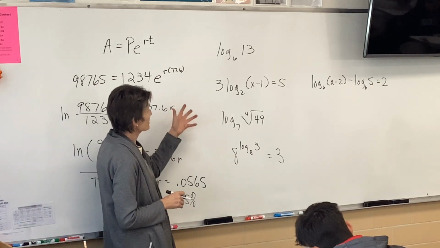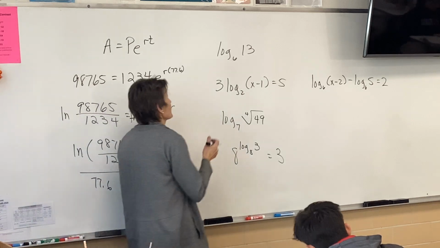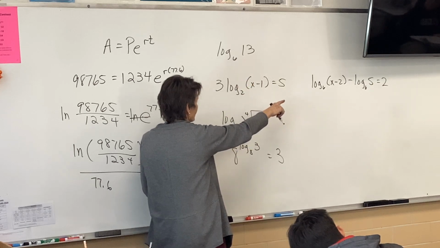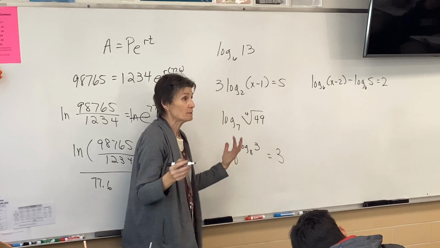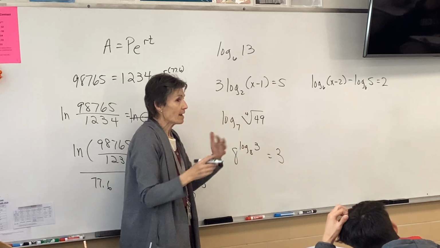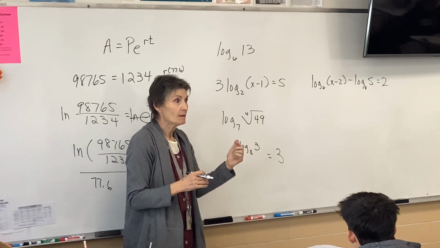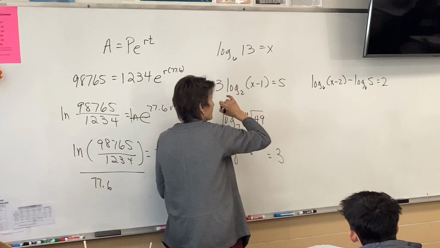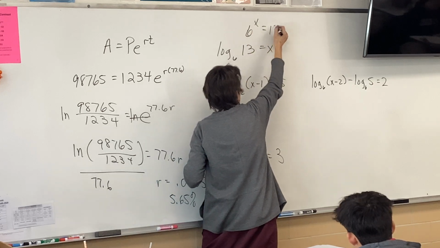Now, all the rest of them involve something. So these 2 problems, and actually that one too, actually all of these, if you wanted to, could be loop-de-loop problems. Every single one of them could be loop-de-loop. I'm not saying they have to be, but they could be. If you set this equal to x, you can loop-de-loop it, and it says 6 to the x equals 13.